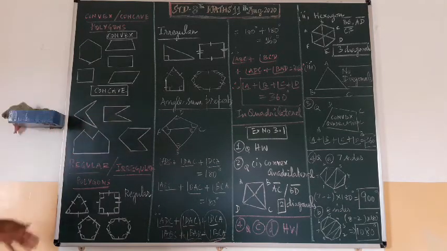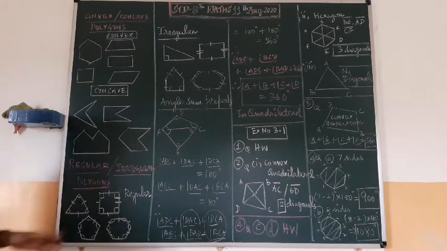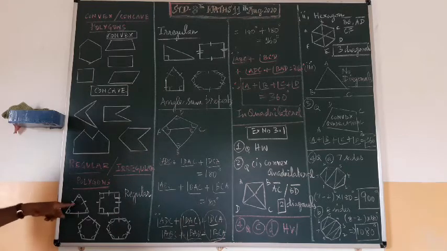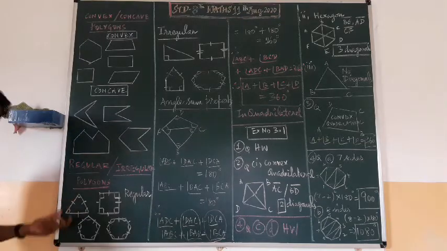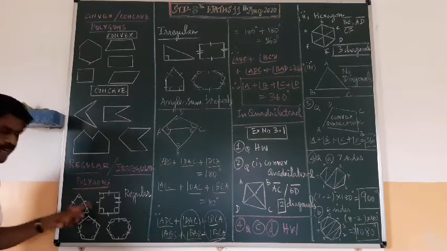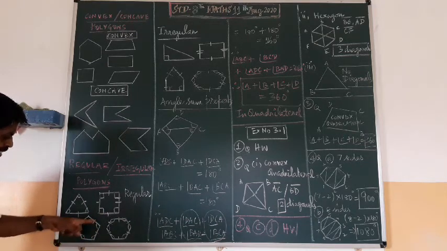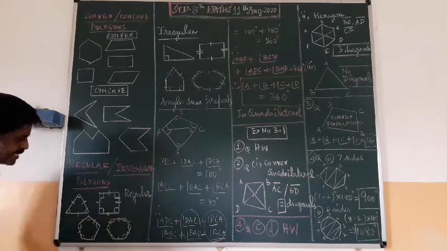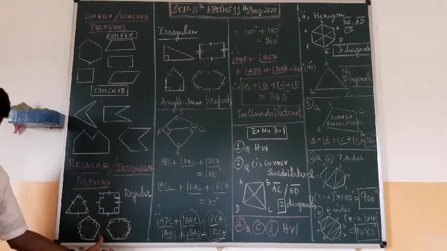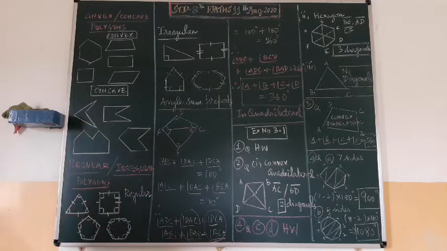Then what is the next topic? Regular polygons and irregular polygons. What is a regular polygon? If all the angles are equal and the sides are equal in length, that is called a regular polygon. You see, the triangle, all three sides are equal and angles are also equal. Square, all four sides are equal, angles are also equal, 90-90. Pentagon, 5 equal sides, angles equal. Hexagon, 6 sides, angles equal, sides also equal. This type of polygon is called a regular polygon.